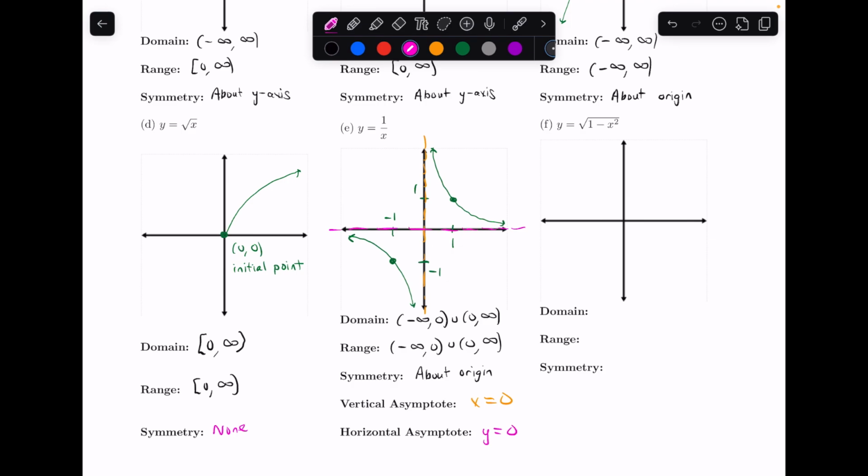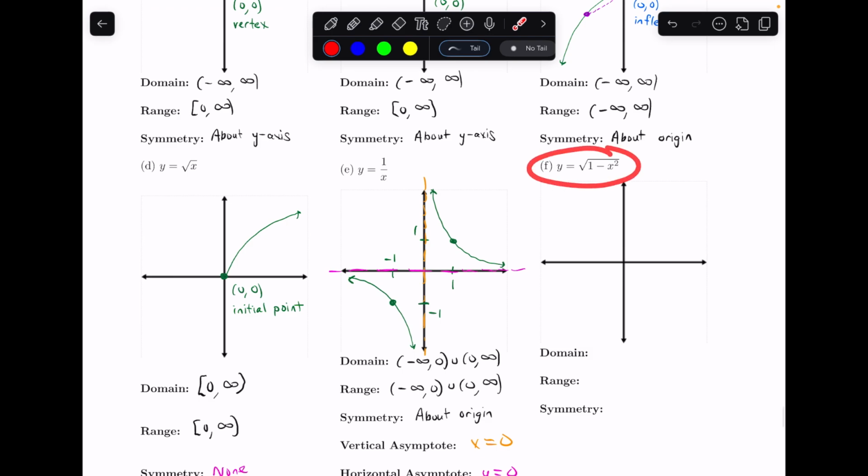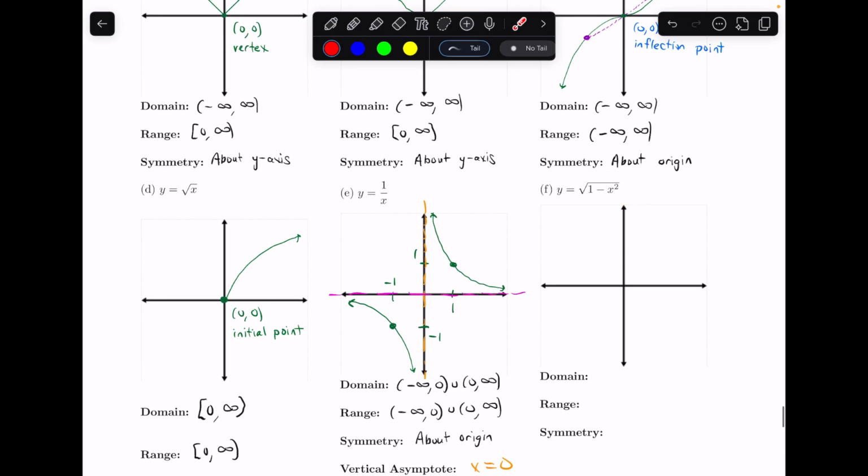All right, so we got one more of these. And this is, I think, the hardest to remember, the most complicated graph. But nonetheless, we can handle it. So when I have a square root of some number minus x squared, there's something I can do with this equation to help me remember what the graph is going to look like.